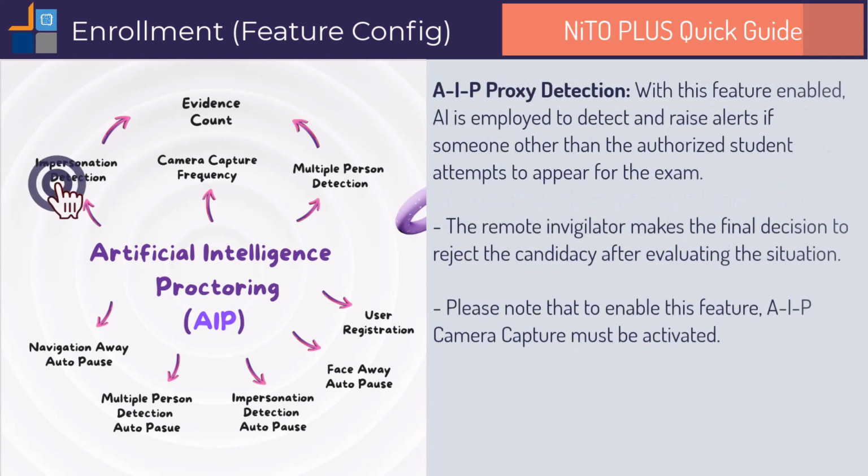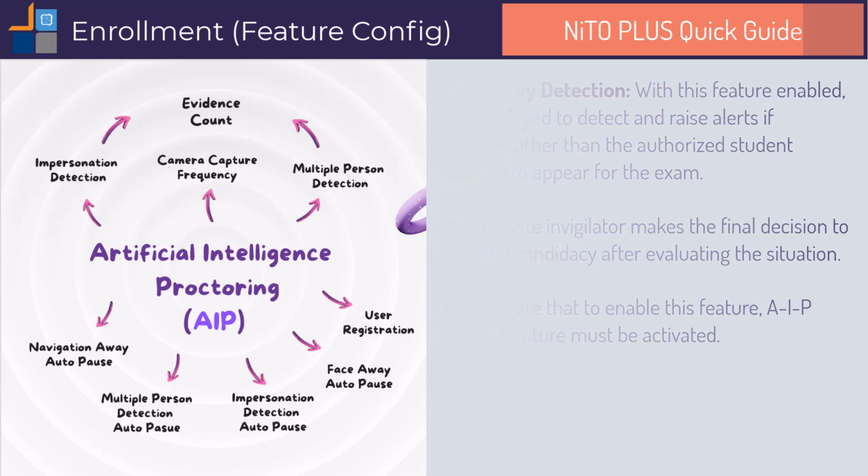AIP proxy detection. With this feature enabled, AI is employed to detect and raise alerts if someone other than the authorized student attempts to appear for the exam. The remote invigilator makes the final decision to reject the candidacy after evaluating the situation. Please note that to enable this feature, AIP camera capture must be activated.